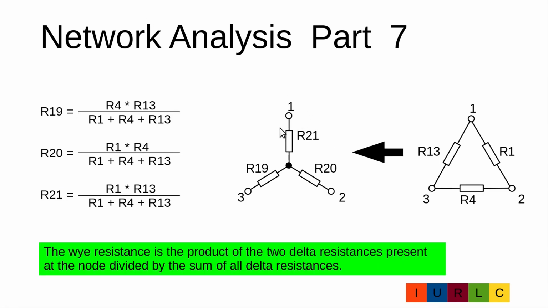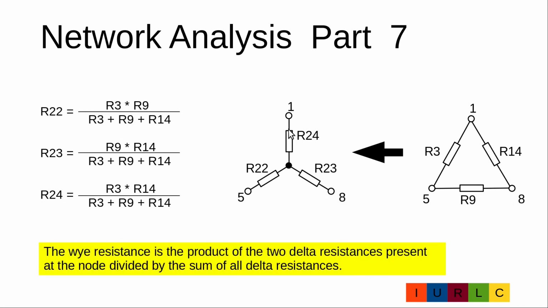For the nodes 1, 2 and 3 we have these three formulas to calculate R19, R20 and R21. For the nodes 1, 5 and 8 we have these formulas to calculate R22, R23 and R24.